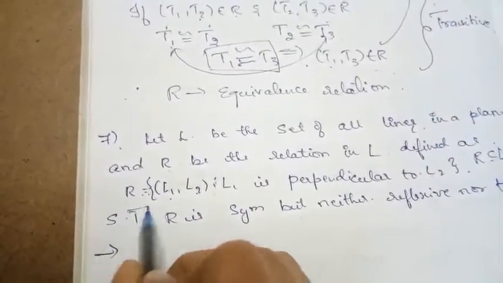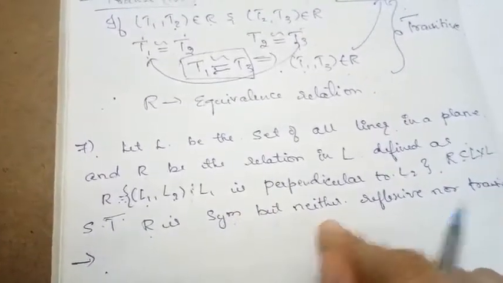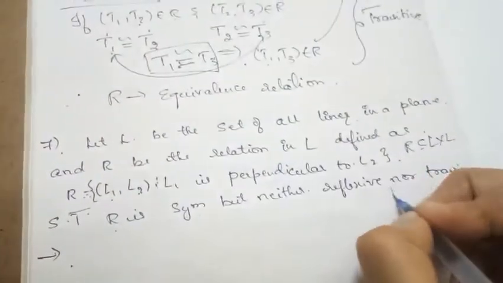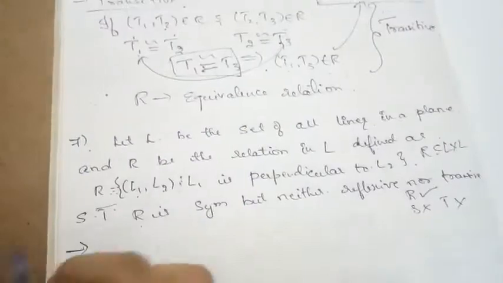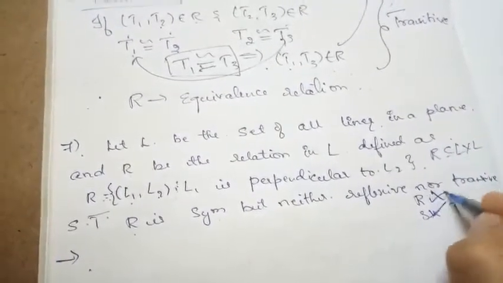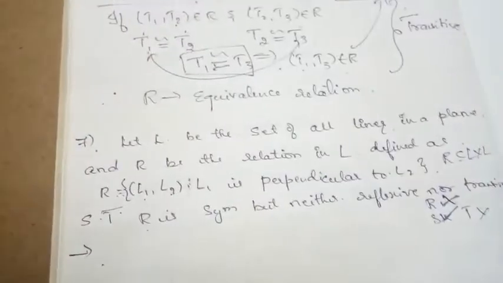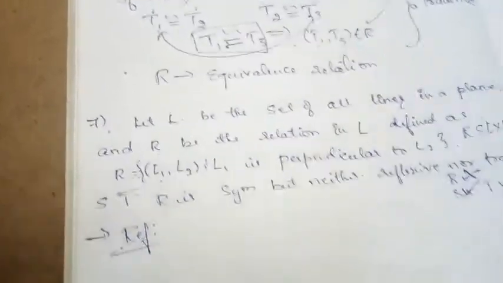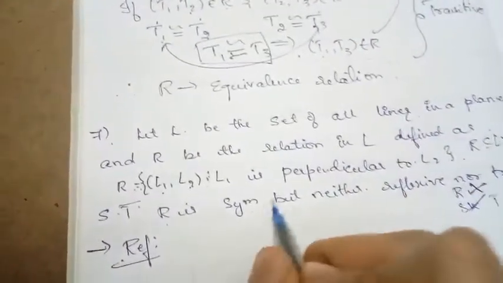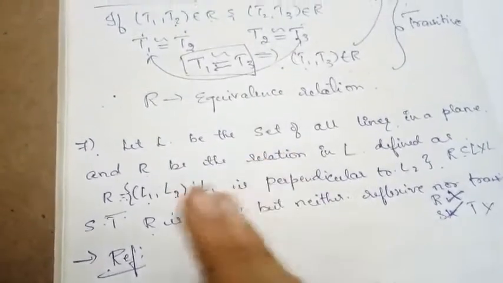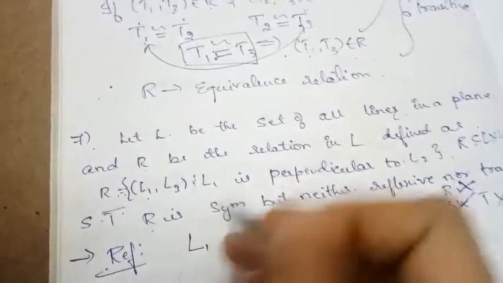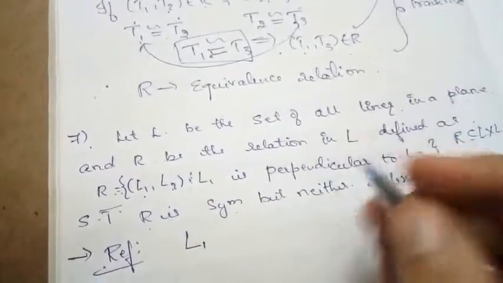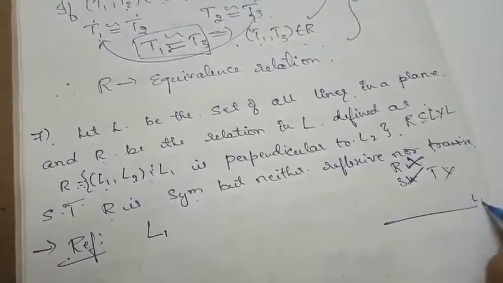What we need to show here is that the relation is symmetric but neither reflexive nor transitive. Sorry, it is a symmetric relation but it is not reflexive and transitive. This is what we need to check. As usual, first I will go with the reflexive relation. Reflexive means we can say any line is not perpendicular to itself. If I take a line L1, it is not perpendicular to L1.